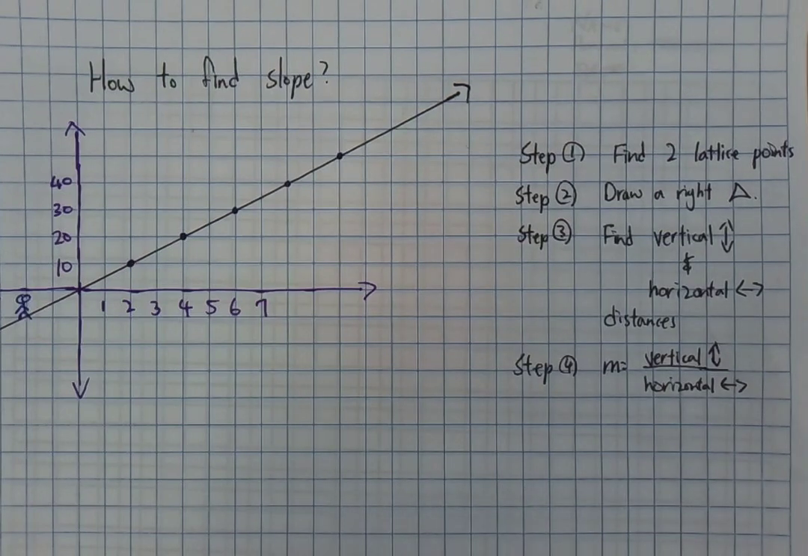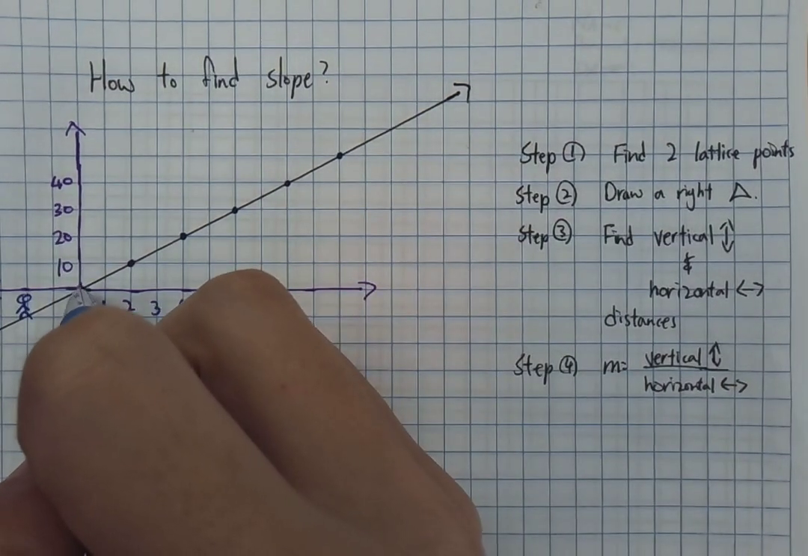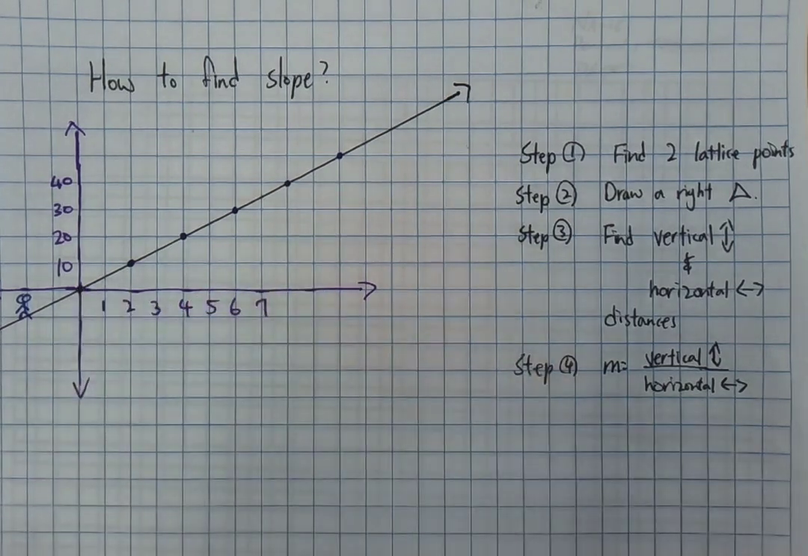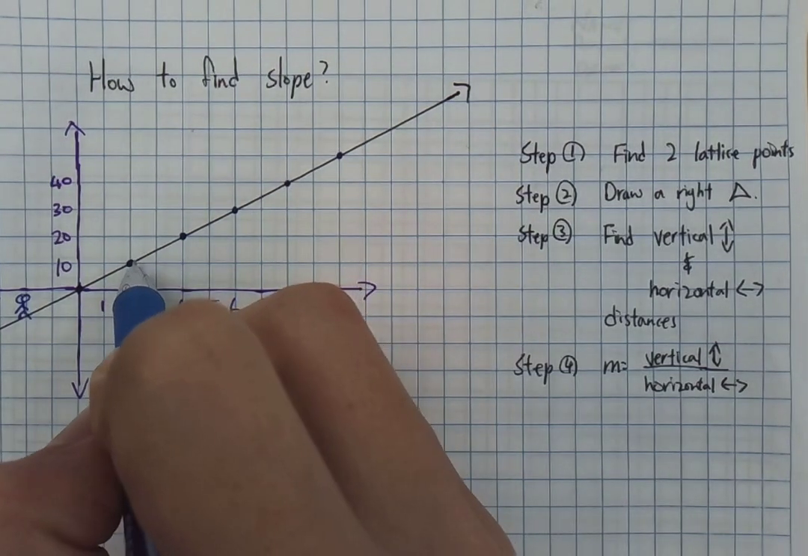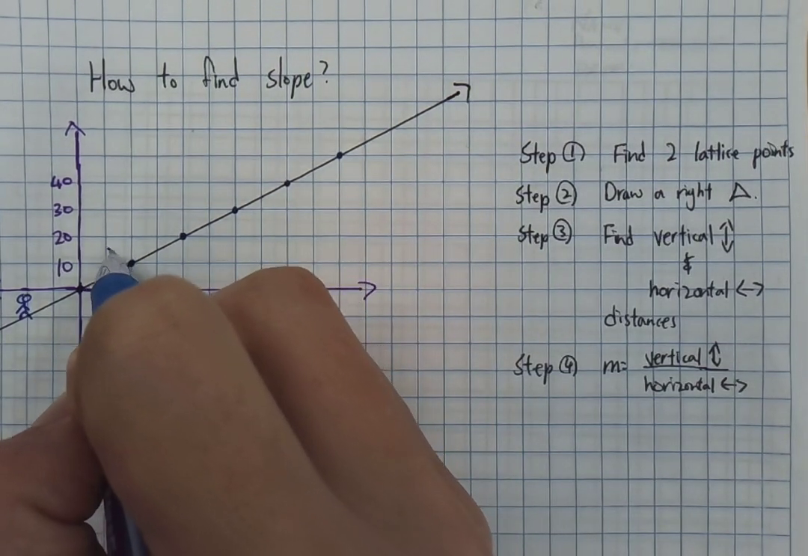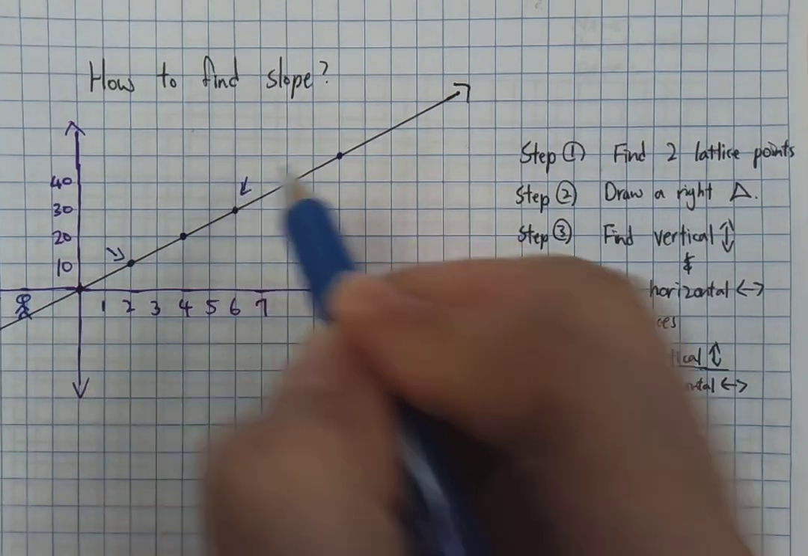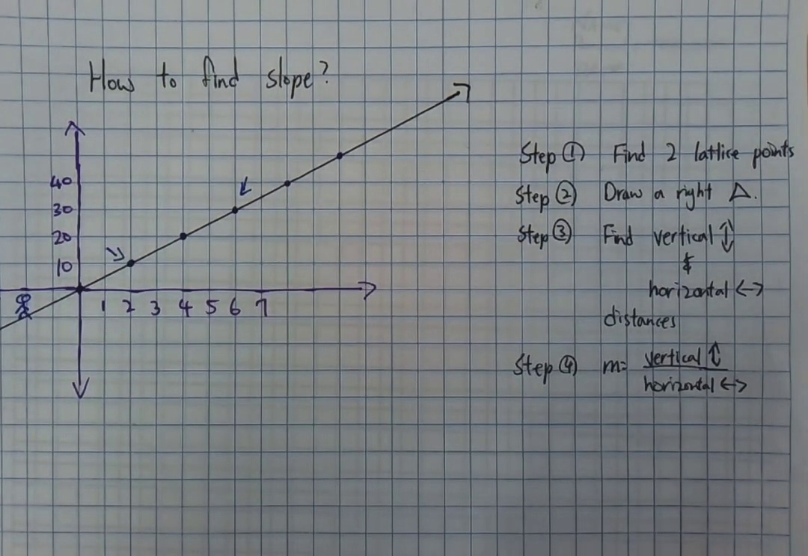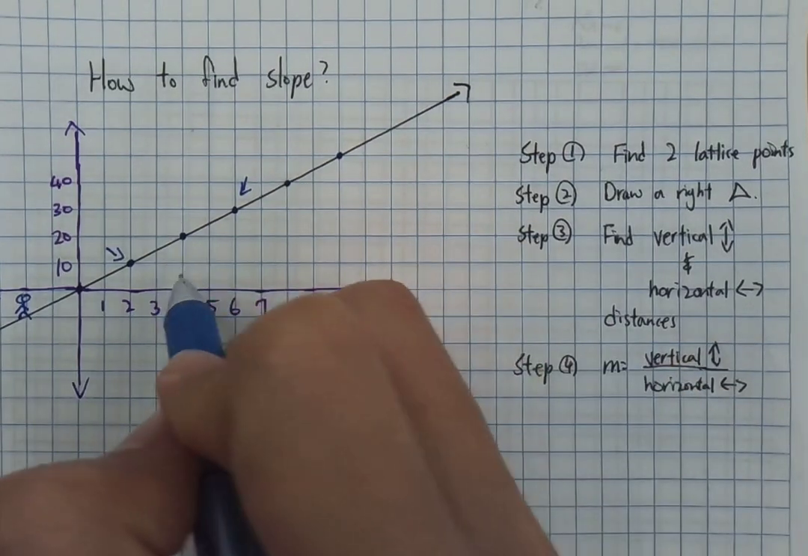Now I see 5. Actually, this 0, 0 is also a lattice point because that's on a crossing, right? So I see a lot of them. Which one do you use? The answer is it doesn't matter which one you use, as long as you use 2. It's the same hill, same line, so it will still give you the same number, same slope. So let's say I'm going to use this point right here. I'm going to draw an arrow, and I use this point right there. So these two.